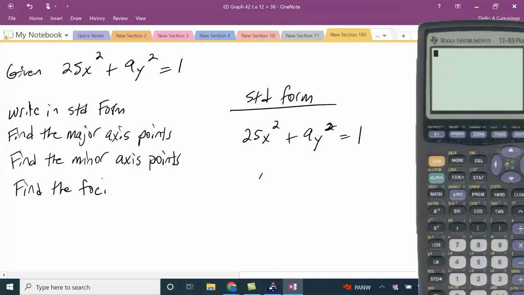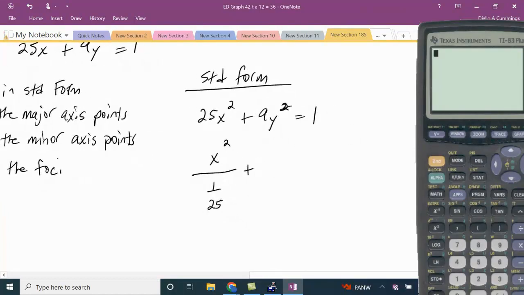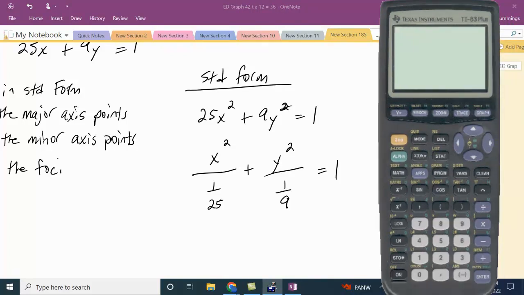So I'm going to write out 25x squared as x squared divided by 1 over 25, plus y squared divided by 1 over 9, is equal to 1. Notice I've taken the coefficients for both x squared and y squared and put them in the denominator. I want to show you this. Take a look at 25 in the numerator. There's an understood 1 as the coefficient of x squared.